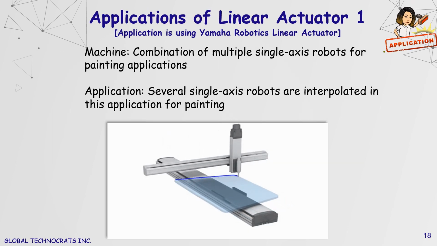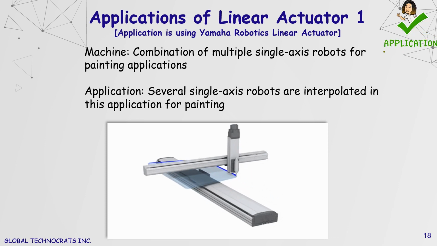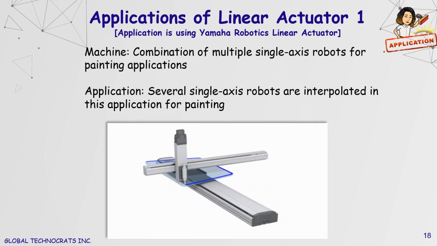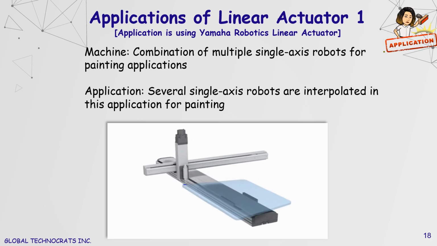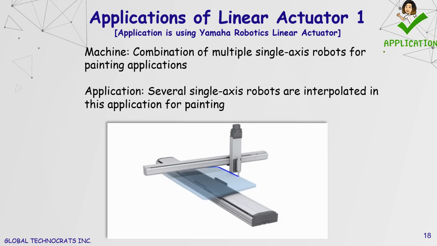Application of linear actuator 1. Machine: combination of multiple single axis robots for painting application. Application: several single axis robots are interpolated in this application for painting.